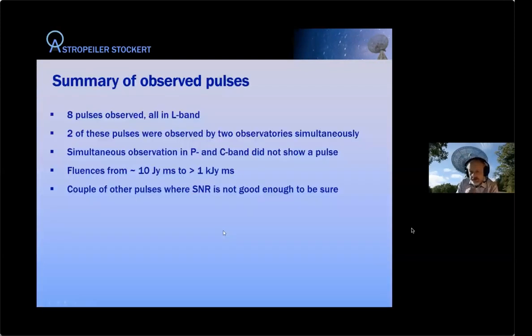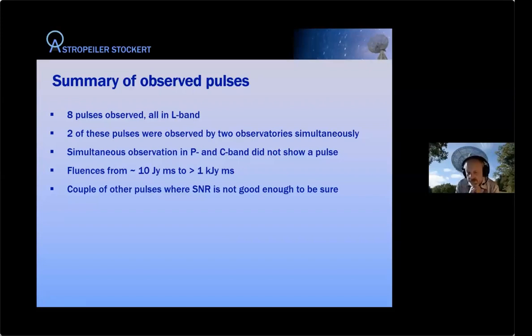So if we summarize these observations, 8 pulses were observed. They were all observed in L band. And as mentioned, 2 of these were observed simultaneously by 2 instruments. These observations were done concurrently with different instruments, and we did not detect any P band or C band pulse, even in cases where we had a strong emission in L band, and P and C band were observed simultaneously. So that's a message that the pulses are essentially spectrally confined, in this case, to the L band.